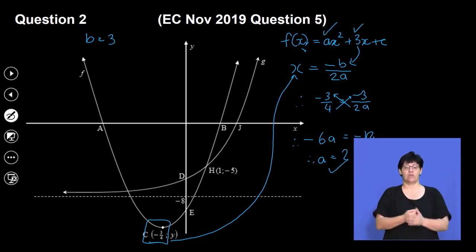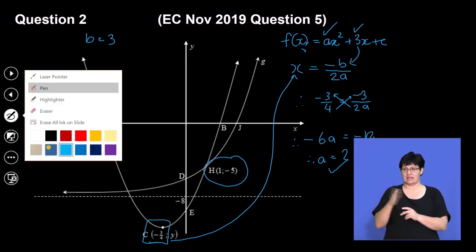All right, so I just need one last value, and that is c. And for that, I'm going to substitute in the point that I know, which is the 1 and the minus 5. So again, I'm going to just erase some of that.